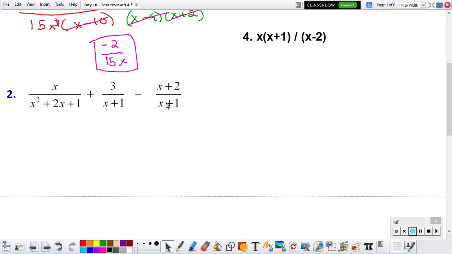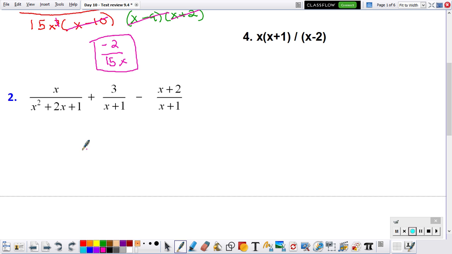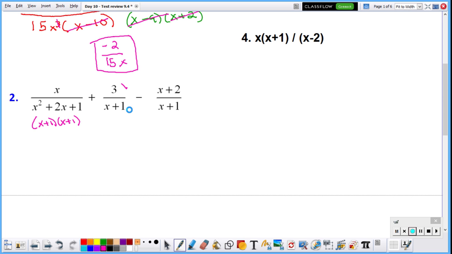All right, so this is an addition problem. So the first thing I want to do is create common denominators. And I notice that I have a trinomial here that factors to x plus 1, x plus 1. This is actually our least common denominator. It's almost like this was a 4, and then this is a 2, and this is a 2. 2 times 2 is 4, so each of these would need another 2. In this situation, each need another x plus 1. Okay, so this needs x plus 1. This needs x plus 1.